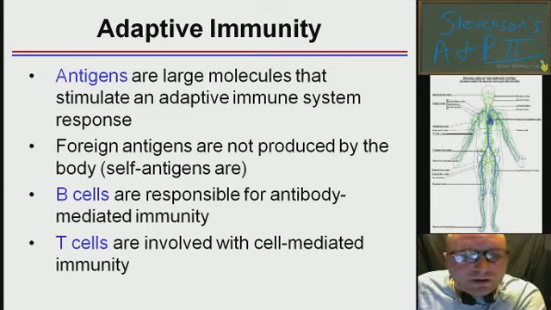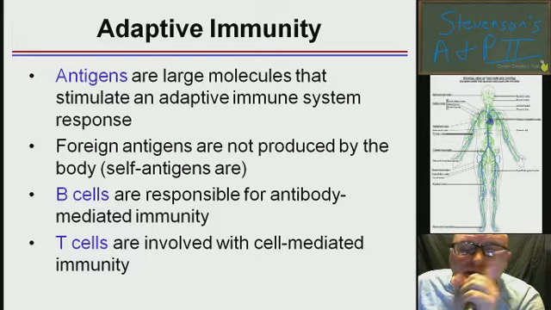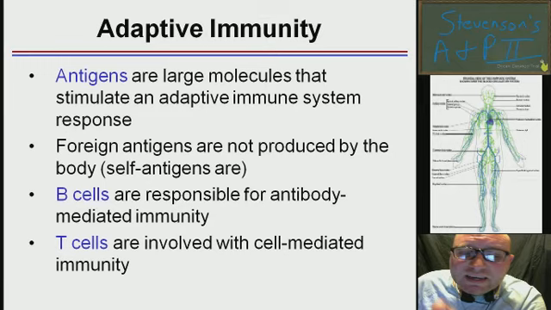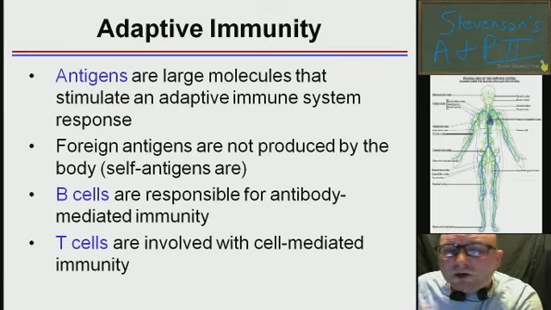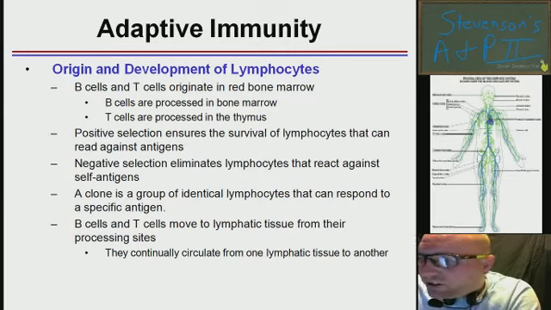Foreign antigens are not produced by the body. These are not self-antigens. Self-antigens are produced by the body. We're talking about foreign antigens like bacteria cells that come in. B cells are responsible for antibody-mediated immunity. T cells are involved with cell-mediated immunity. What's the difference?